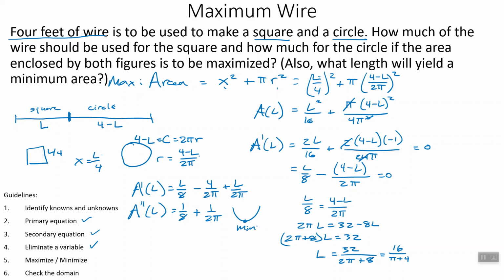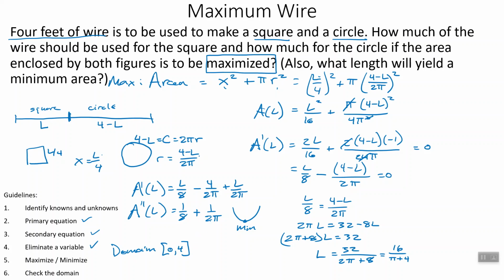Uh-oh. Now what? So the one thing we found gave us a minimum area. We wanted to know what was the maximum. How do we find the maximum? All right, now the domain comes into play. So our domain was probably from 0 to 4. Remember, we've got the length of this, it's 4 long. So we can either cut it at 0 and say the whole thing is the circle, or we can cut it at 4 and the whole thing is the square.